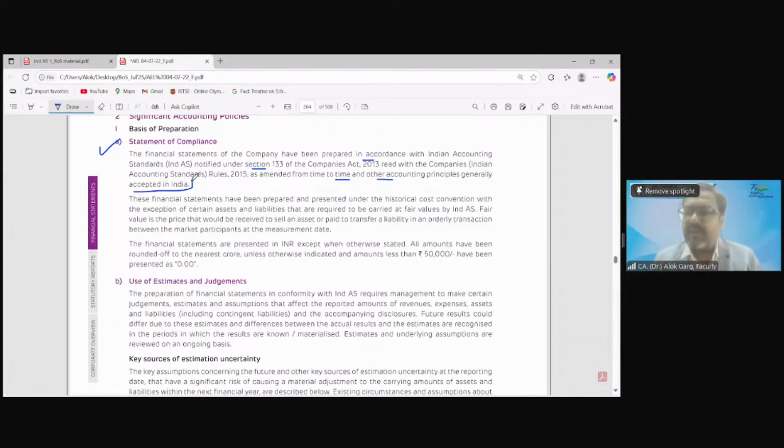Have you found any if and but? No, sir. It's a very clear statement. It's an explicit and unreserved statement of compliance. It's very explicit and unreserved, right? It's clear cut. Right, Neha? Neha, is that clear?